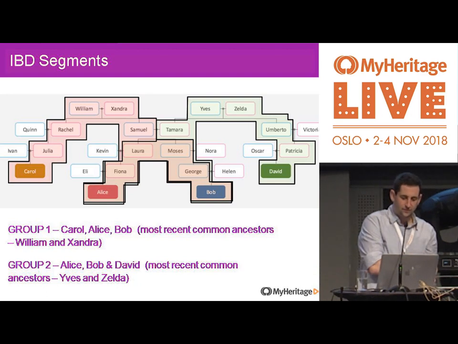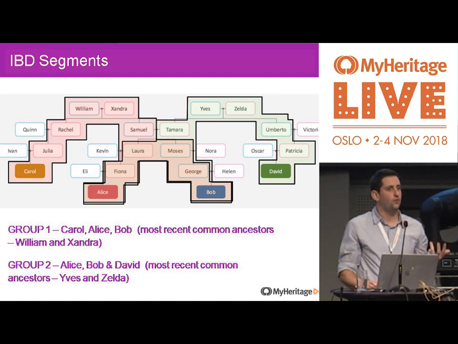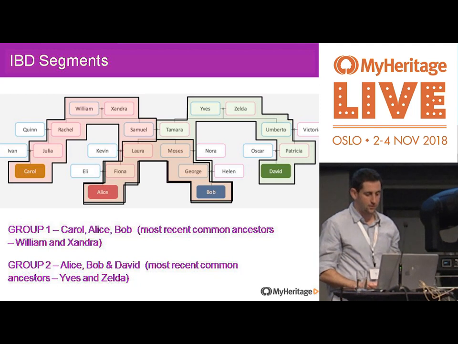Carol, Alice, Bob, and David. But when we're looking at triangulated groups, or trying to look for common ancestors for the four of them, there are no common ancestors for all of them. There are actually two groups here.